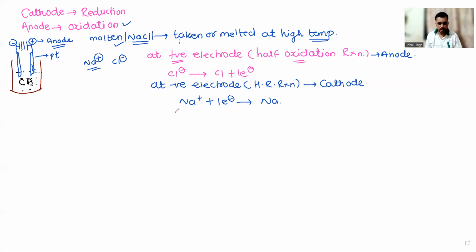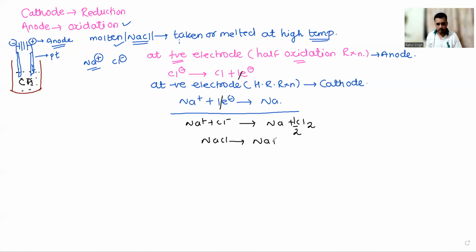Let's write this reaction over here. Both are half reactions, and when we add them, it becomes the full reaction. We remove the electrons from both sides. So Na plus and Cl minus give us Na plus Cl. Generally Cl is always present in Cl2 form, so we take half Cl2. So NaCl always gives us Na and half Cl2. This we have seen for the molten state.